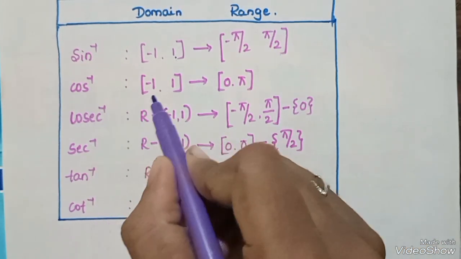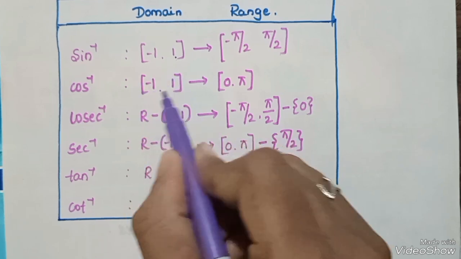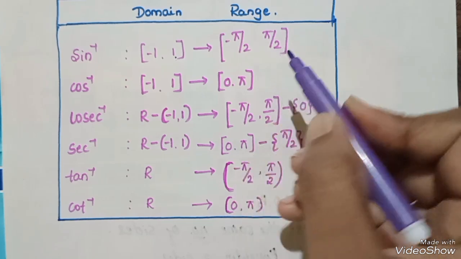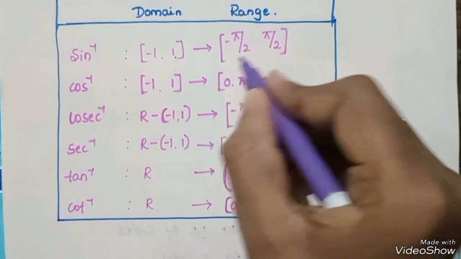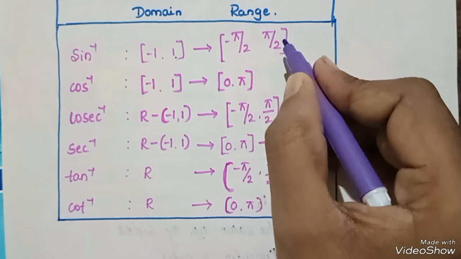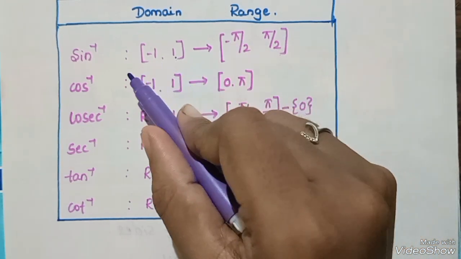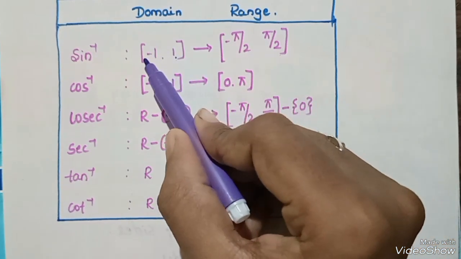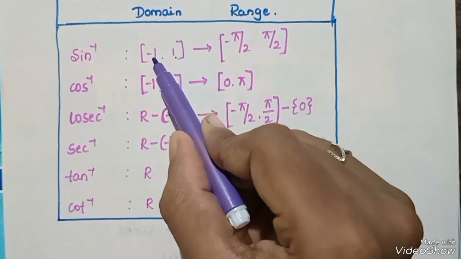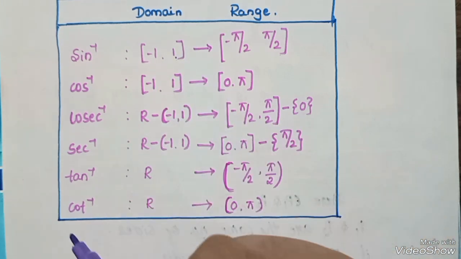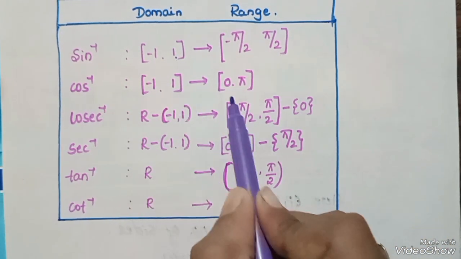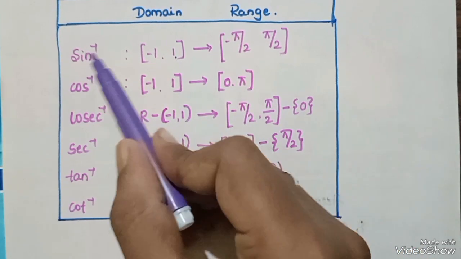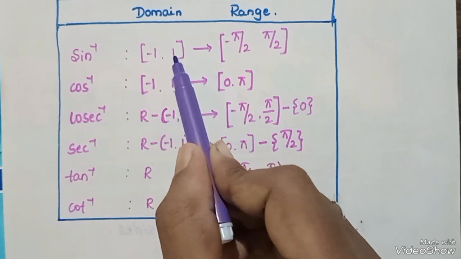For cos values, here also the domain should be the same, and the range 0 to pi. This is clearly a closed interval because the values are included here. This is one of the important points. In the sine inverse function the values should be included, because the values minus pi by 2, pi by 2 are in the range. Okay, again for cos inverse these values are also included. Again for sine inverse x, the domain is -1 to 1.